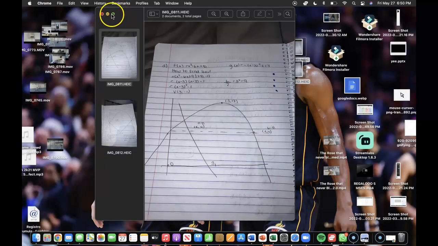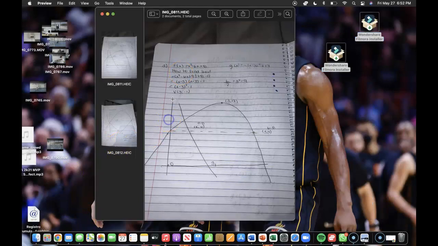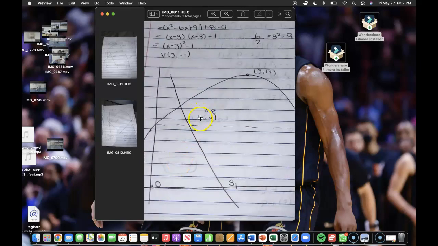As you can see here, I went ahead and wrote the equation. I solved it and I put it in the graph. Here you can see x and y. The x was 0 and the y was 8.